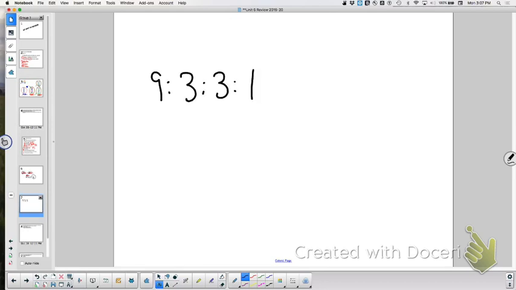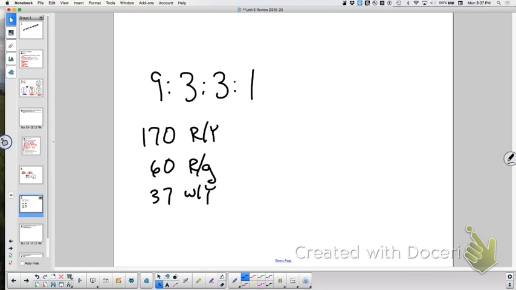Okay? This is what I got. Let me tell you what I got. I got 170 round and yellow. I got 60 round and green. I got 37 wrinkled and yellow, and I got 10 wrinkled and green. Is that okay?